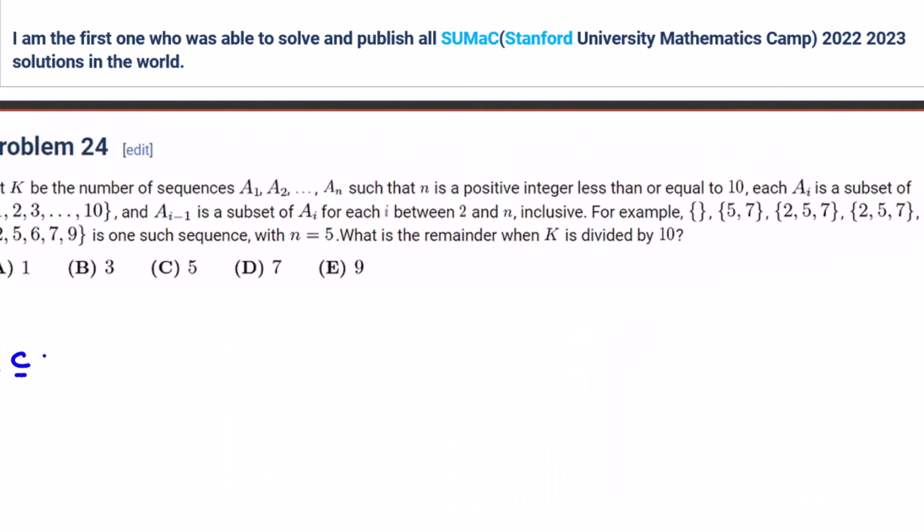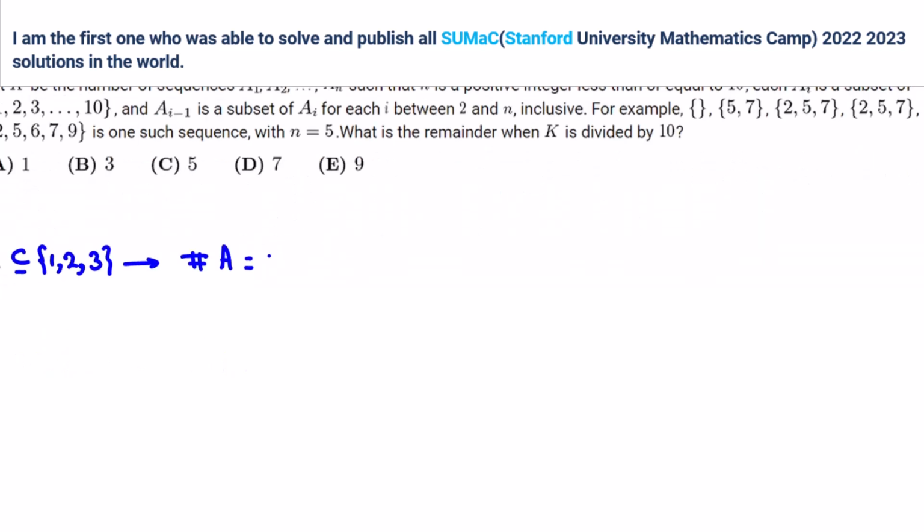Suppose A is a subset of {1, 2, 3}. How many A's do we have? How many subsets are there for {1, 2, 3}? 2 to the power of 3, so 8. And that's just the number of subsets. The reason is what? We have 2 cubed subsets.